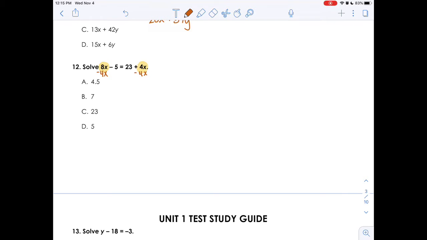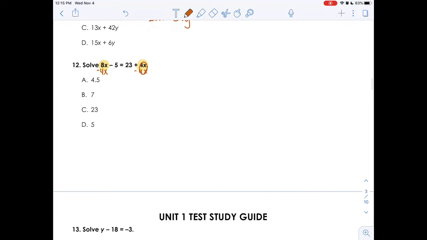On the right-hand side, 4x minus 4x cancels, which is what I wanted. On the left-hand side, 8x minus 4x is 4x, and everything else will drop down. Minus 5 equals 23. To get this 4x by itself, I'm going to do the opposite of minus 5, so I'm going to add 5 to both sides. Negative 5 plus 5 cancels, giving me 0, and leaving me with 4x, which is equal to 28.